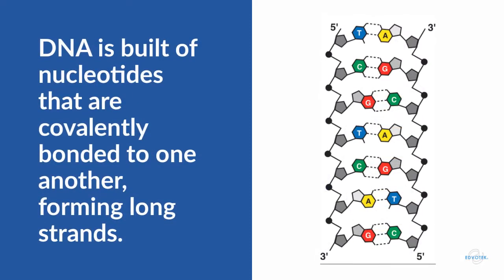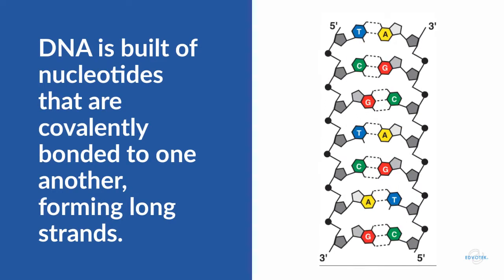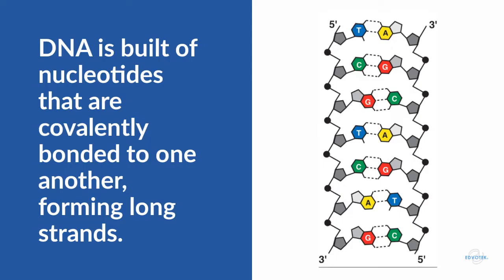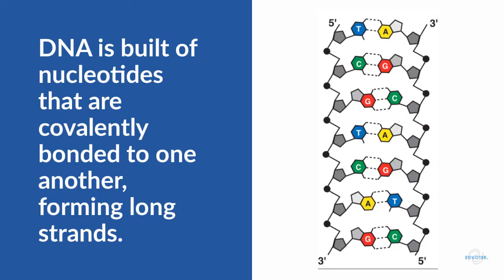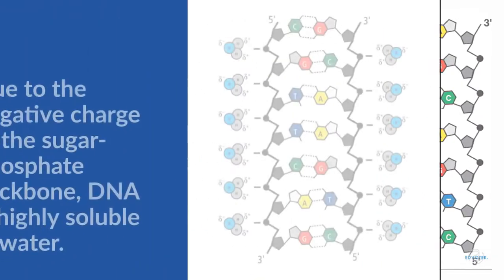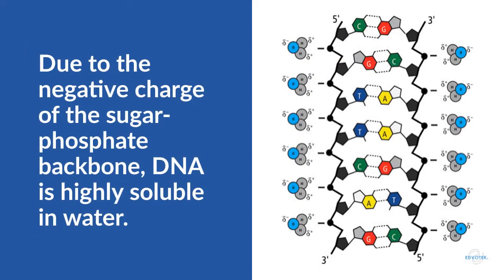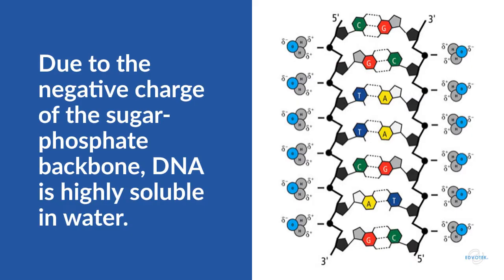DNA is built from nucleotides. Each nucleotide has three basic parts: a phosphate group, a deoxyribose sugar, and a nitrogenous base, A, C, G, or T. The sugar of one nucleotide is covalently bonded to the phosphate group of its neighbor, forming long strands of DNA. Due to the nature of the sugar-phosphate backbone, DNA has an overall negative charge.